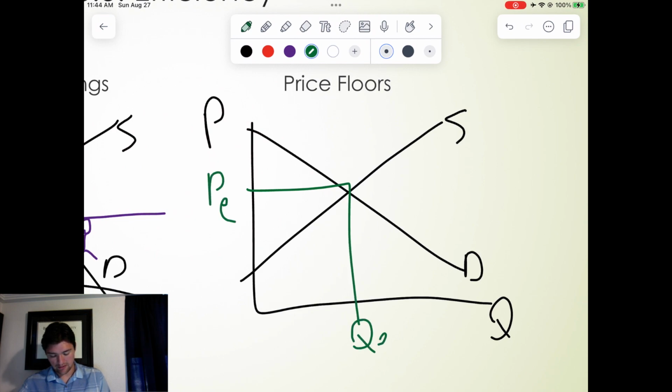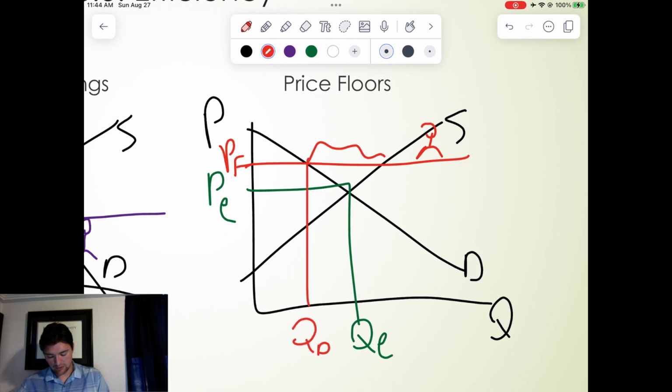But the government says you have to charge this price here. And here we are, on top of the floor. We can't go to equilibrium. So this is a surplus, because here's my quantity demanded, here's my quantity supplied. Too much supply is a surplus.